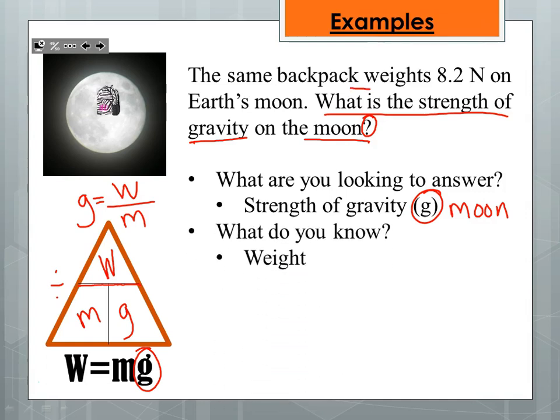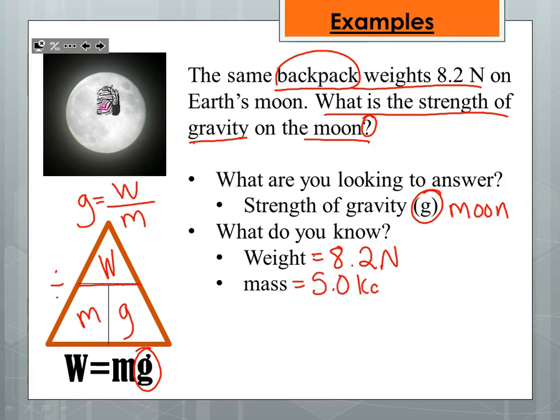I know the weight because the top of the problem says my weight is 8.2 newtons. The next thing I need is the mass. It's asking about the strength of gravity on the moon with that backpack, and if I go back to the last question, it told me the mass was 5.0 kilograms. We're using the same mass because, like I said earlier, your mass does not change depending on where you are in the universe. It's going to be the same whether this backpack is on Earth or on the moon.